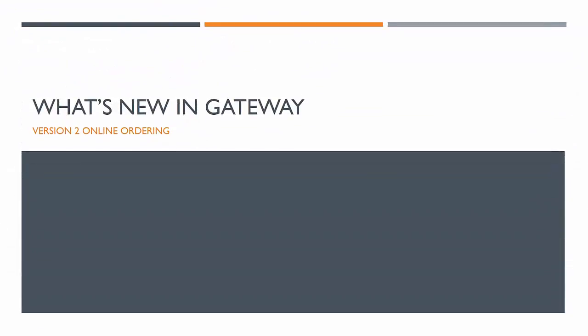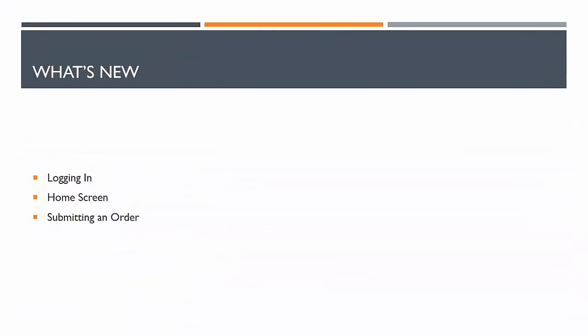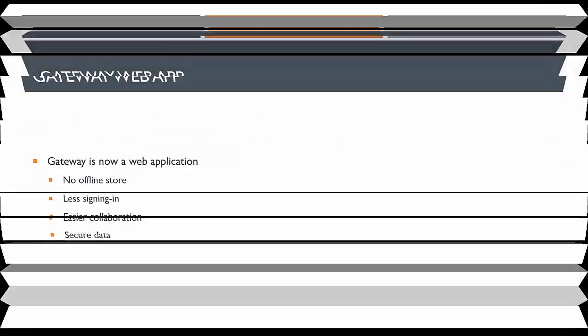Welcome to this introduction to the new version of S-Craft's Gateway. I'm going to quickly show you the tweaks and changes that we've implemented to make the system easier to use. There are changes to logging on, the main screen, and the procedure to submit an order. But the main change is that Gateway is now a web application and can't be used offline anymore.